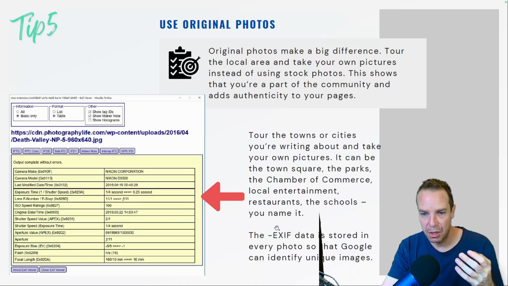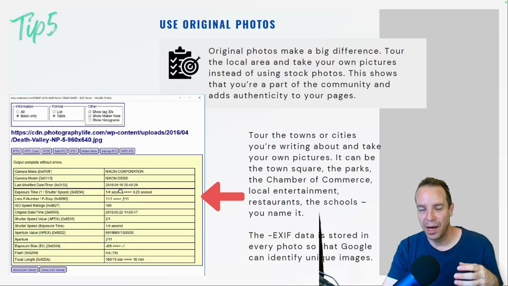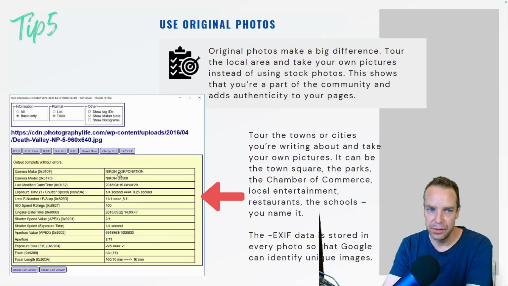If you take the photos yourself, every photo you take on your phone, for example, or on your digital camera, writes an EXIF data file to each photo, and this file looks like this, for example. This is how Google can identify your specific location and see that the photo is unique if this EXIF file is embedded into your photo. The EXIF data is stored in every photo so that Google can identify unique images, and this is also why you should take the photos yourself.